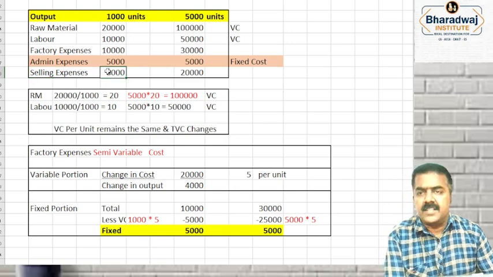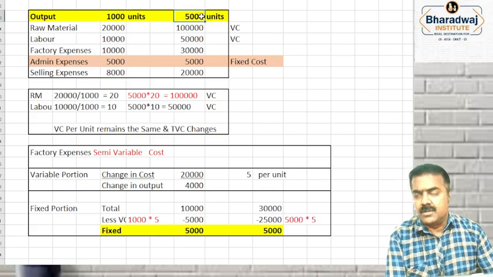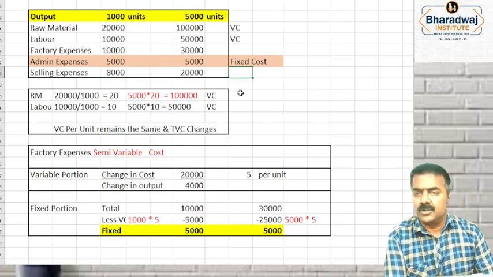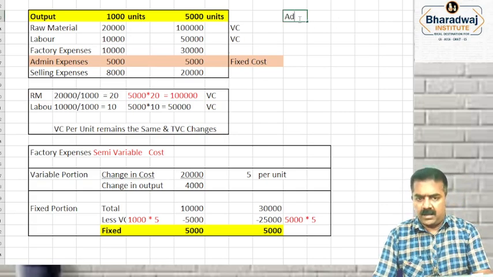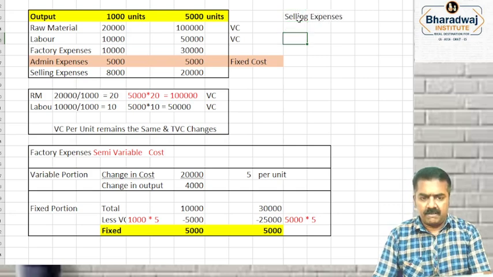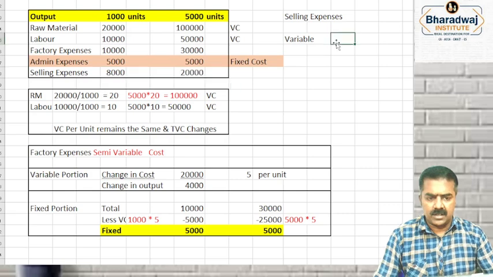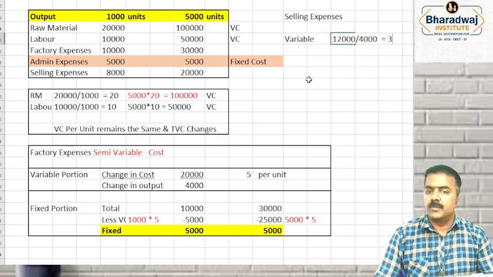Selling expenses are changing. For 1,000 units, if it is 8,000, for 5,000 units it would have changed by 5 times. But it changed, but not fully. So this is also which cost? Semi-variable cost. How to find the variable portion? For selling expenses, the change in cost is 12,000, divided by the change in output, 4,000. 12,000 by 4,000 will give us the variable cost per unit, 3 rupees per unit.